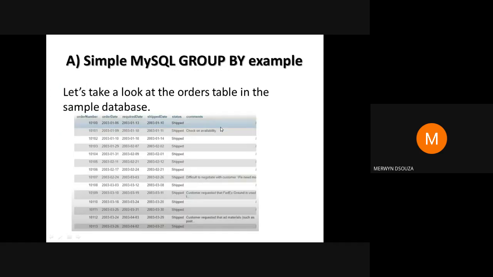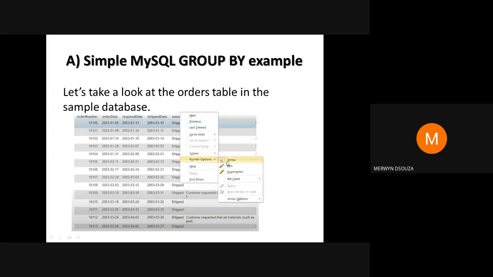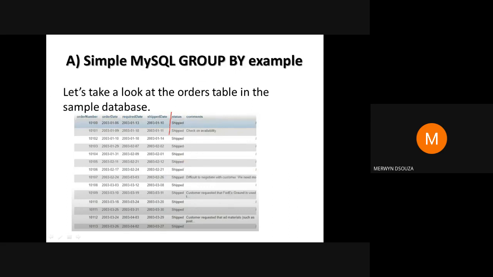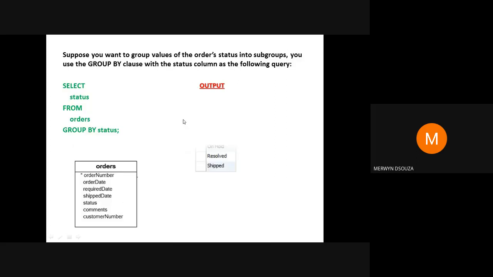So instead of displaying this entire column status, the group by clause groups the different types of statuses and displays a summary for this column status. So that is what is shown here. We are having a summary of the different types of status that are present in that column. So these are the different types of status that are present in this column.